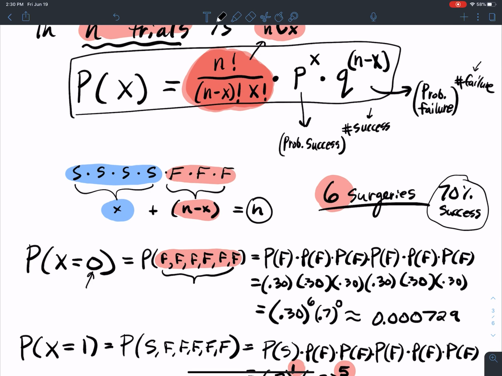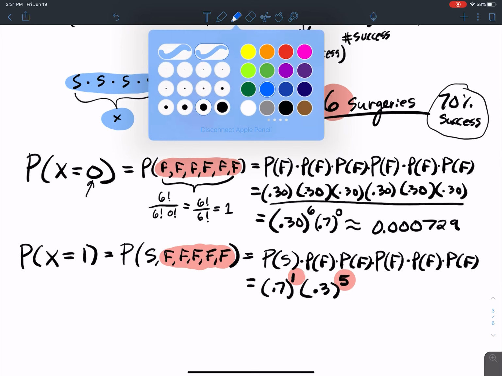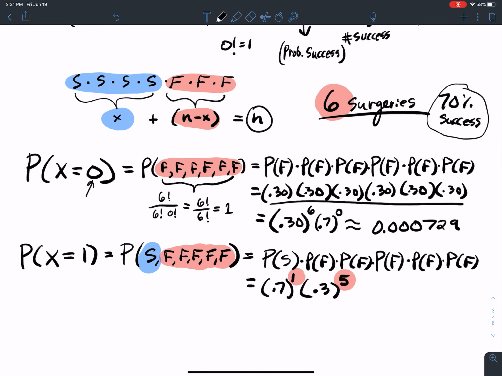But what if I have 5 failures and 1 success? Is that the only way to do it? No, you could have a failure, success, then fail, fail, fail, fail. Is that the only way that you could do it? No, you could continue this trend and push the success all the way through until you got to the end. And so these would be all the different scenarios that are possible. You could have the success be in all those positions.